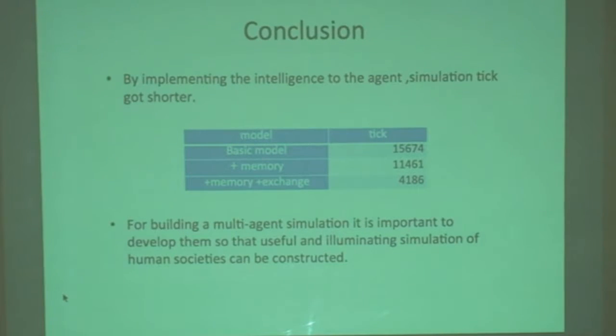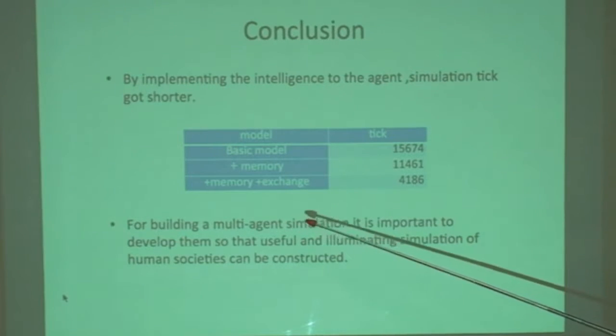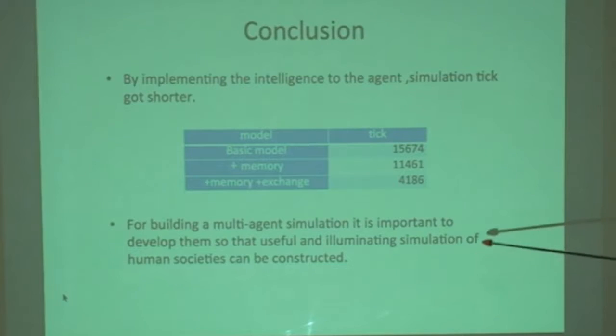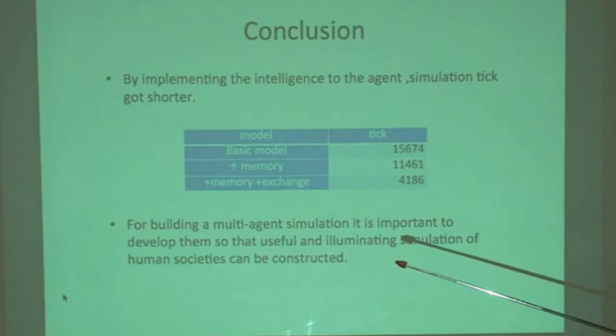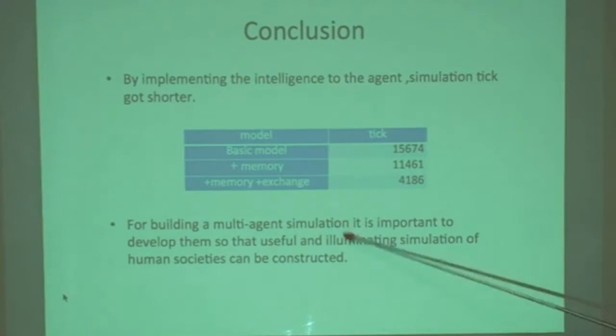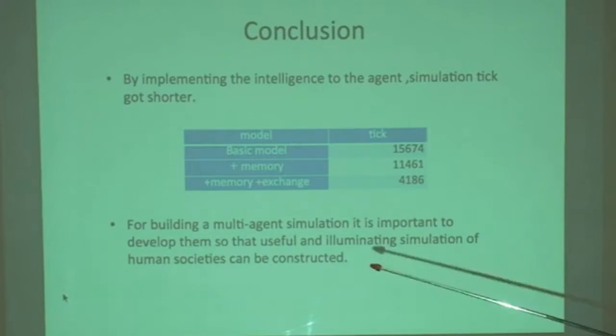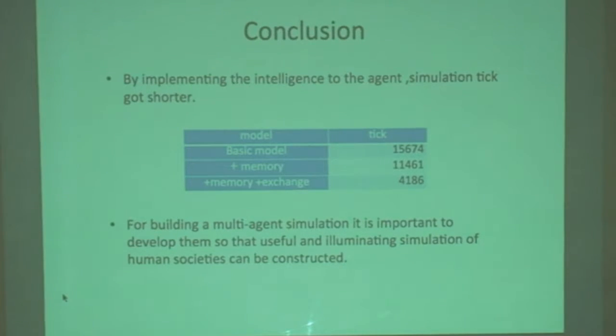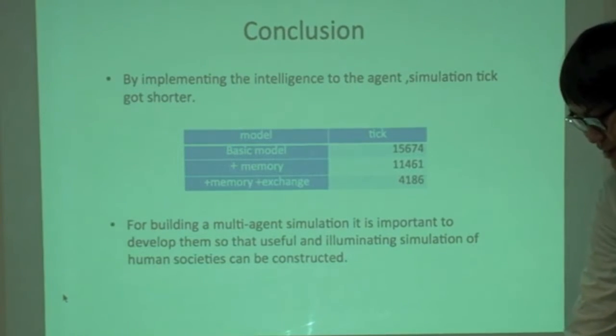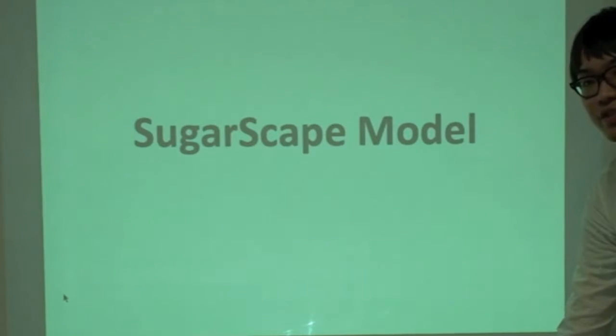For building a multi-agent simulation, the important thing is to develop the model so that a useful and illuminating simulation of human societies can be constructed. That's the conclusion. I finished my presentation. Thank you. Any other question or comment?